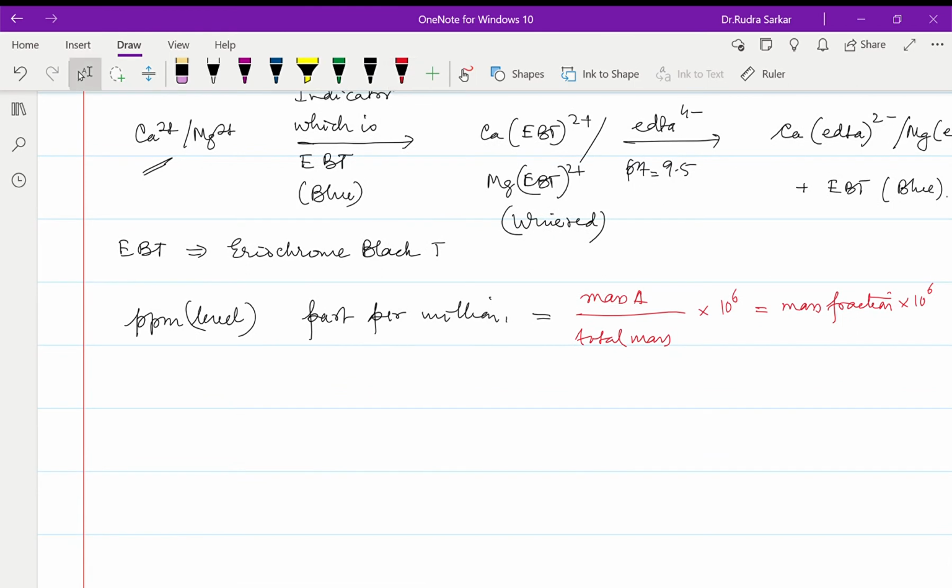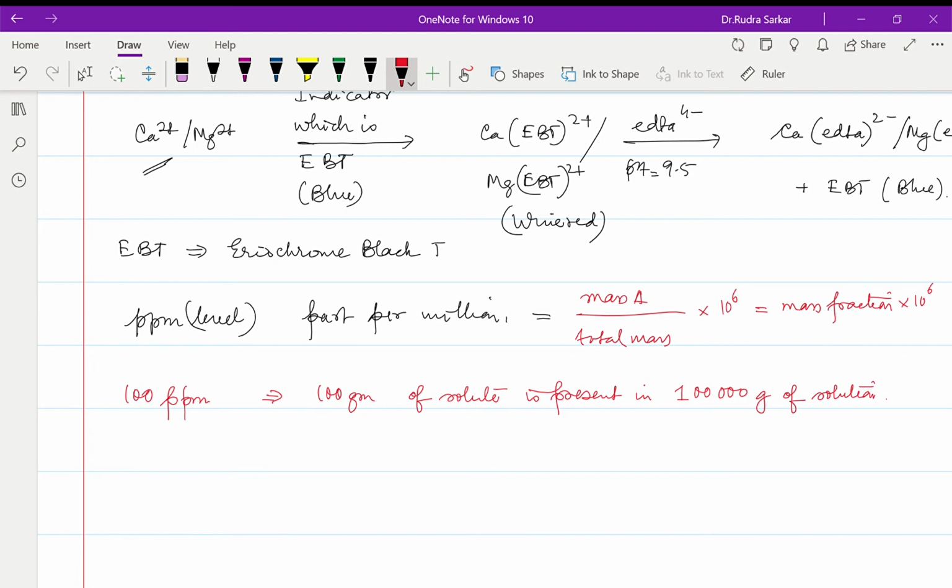Now, what is the mathematical meaning of ppm? If I say 100 ppm, then what does it mean? It means 100 gram of solute is present in, not 1000, I will say rather, 100,000 gram of solution. That is what it means. So this is one way one can measure the hardness of water using complexometric titration.